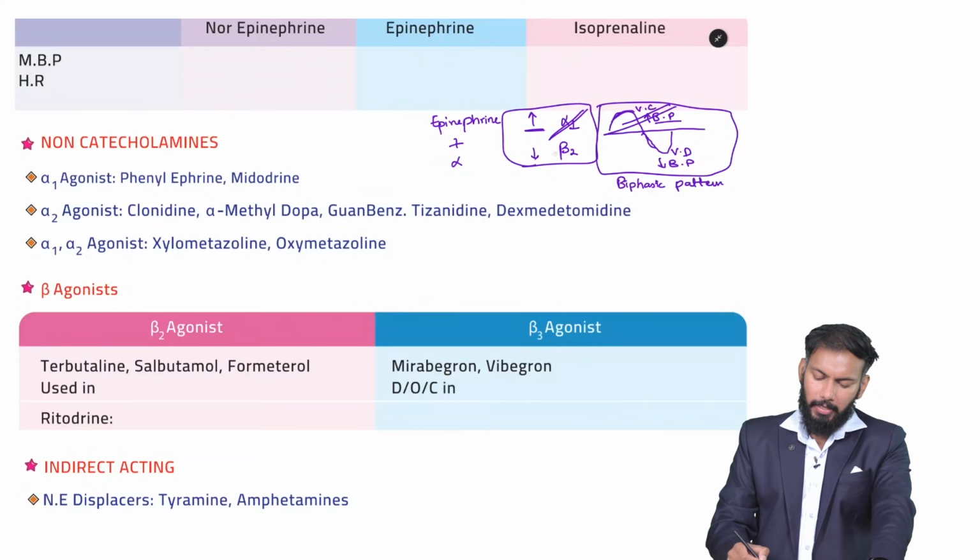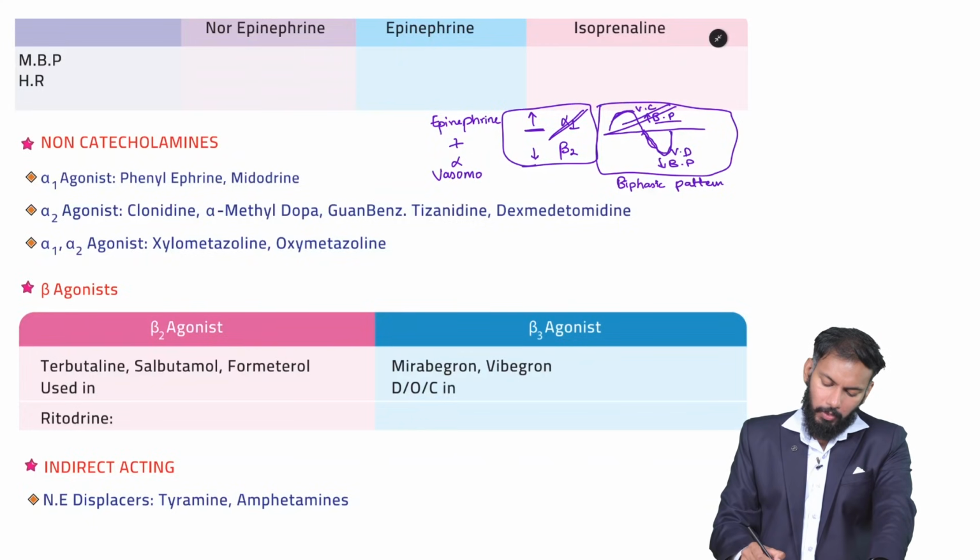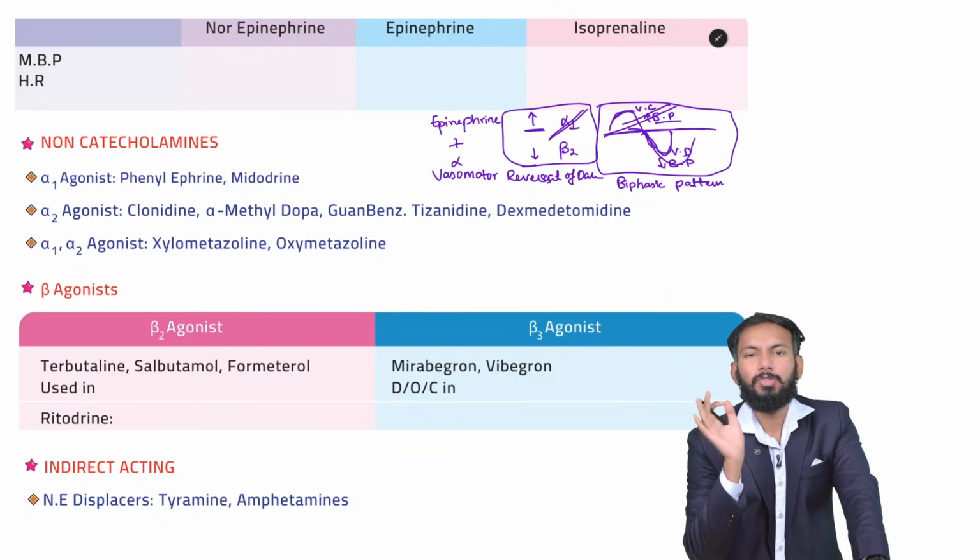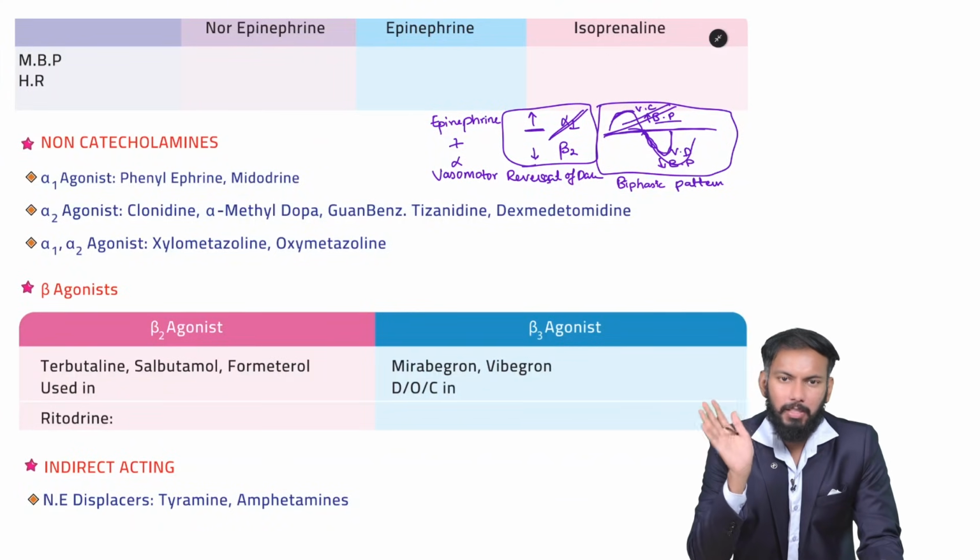Will you get this increase in BP? No. You will only get the decrease in BP. That is what is known as vasomotor reversal of Dale. It is seen in the graph very easily. The graph has reversed. That is what is known as vasomotor reversal of Dale. That's all. Easy to understand.